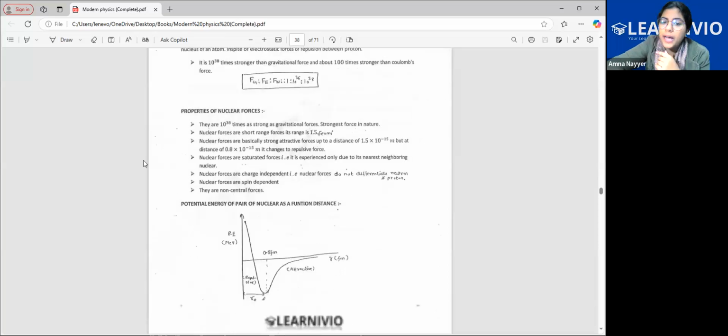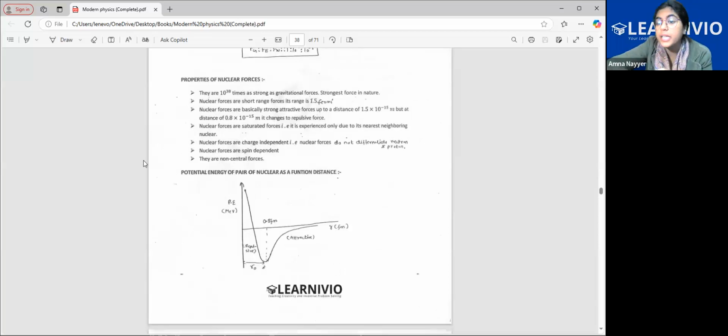Yeah, so by which we can conclude some of the properties of the nuclear forces. Like they are 10 to the power 38 times as strong as the gravitational forces. They're the strongest forces in nature. They are short range forces. They are strongly attractive. And they are charge independent. They are spin dependent. Spin dependent means the electronic spin, minus half and plus half.